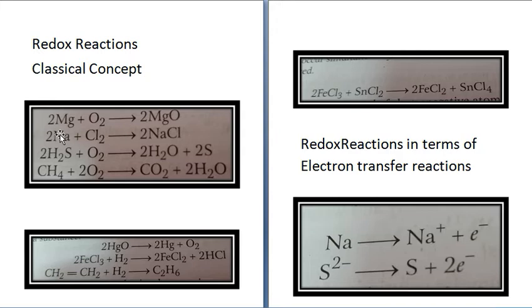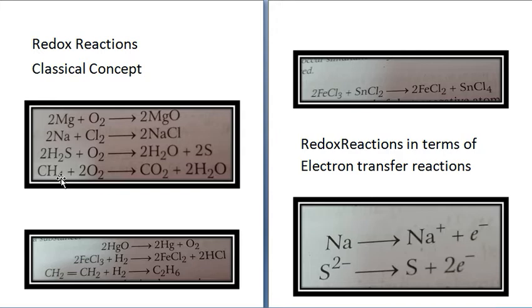For example, 2Mg plus O2 is giving you 2MgO. So in this you see what is happening. Oxygen has been added. Alright, similarly 2Na plus Cl2 gives you 2NaCl. Cl again is electronegative, so it has been added to sodium. 2H2S plus O2 gives you 2H2O plus 2S. So these are all oxidation reactions.